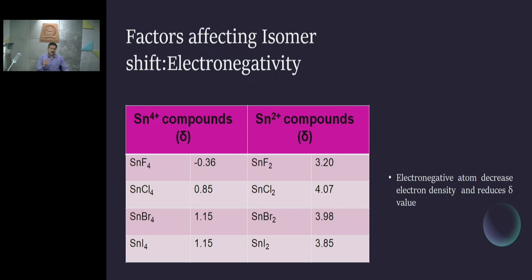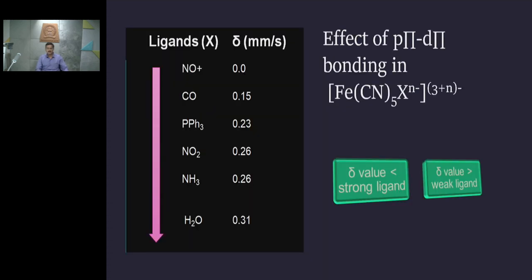Another factor is electronegativity. As the electronegativity of the atom decreases, the electron density increases and the delta value is reduced. See the example of Sn4+ compounds and Sn2+ compounds with fluorine, chlorine, bromine, iodine: there is a decrease in electron density from fluorine, chlorine, bromine, to iodine, and it reduces the value. That way we get an example of how there is a shift with respect to electron density.